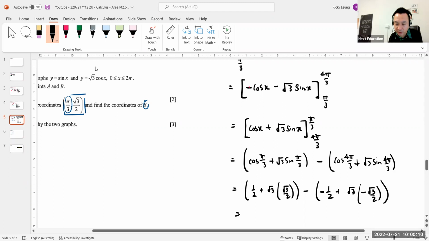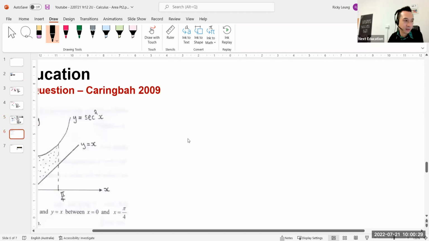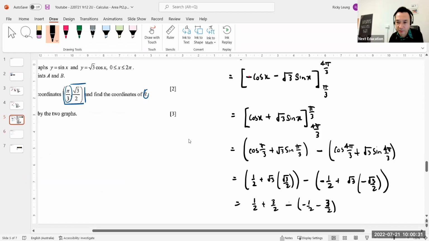So half plus a half. No, sorry, let's just do this. Half plus root 3 times root 3 on 2, that's 3 on 2. And minus, that's the negative version of that. So it'll just be like double. So maybe I go minus half minus 3 on 2, guys. So the answer there, the first 2 is 2, the second 2 is 2, so 4 units squared.